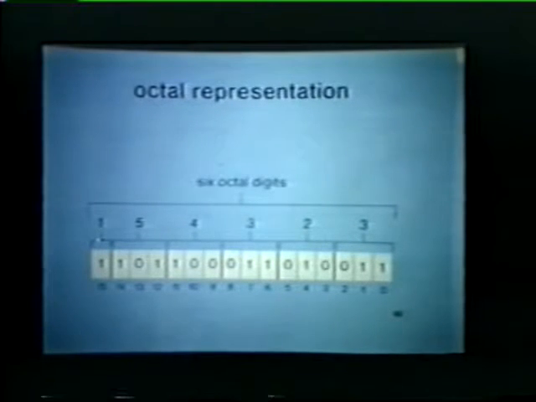To simplify notation, we use a 6-digit octal number to represent our 16-bit word. In the example shown here, the word is represented by octal digits 154323. Let's take a closer look at this form of octal representation. Bits 0, 1, and 2 are grouped to form the least significant octal digit. In this case, the digit is a 3.